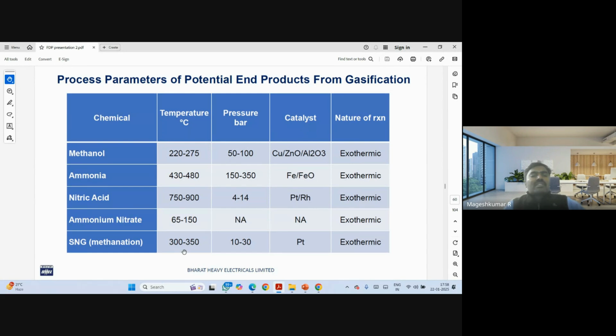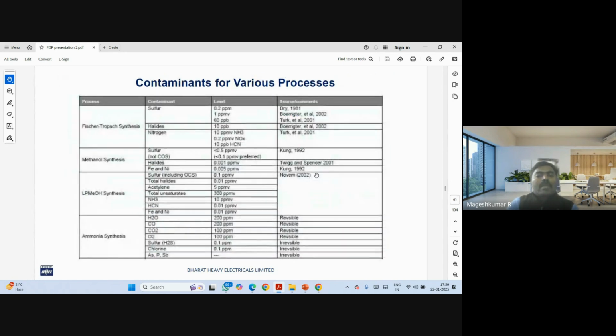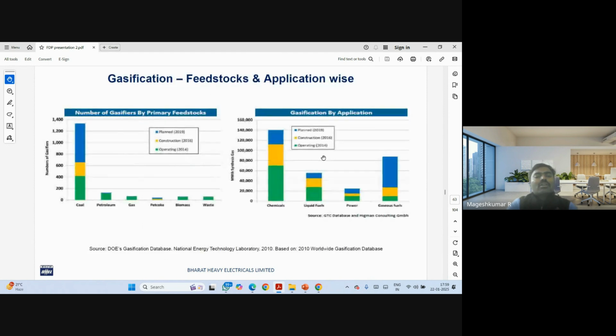Based on the temperature and operating pressure, what would be the catalyst for the process has been mentioned, and the nature of the reaction is mentioned over here. You can go through it. Then the various contaminants: by the process, what are the contaminants, and at what ratio do they come? By any process, what would be the percentage of effluents coming out? Based on how much effluent comes, the filtering systems have to be effective so that it is eco-friendly. It is being built accordingly. So methanol is mentioned here.